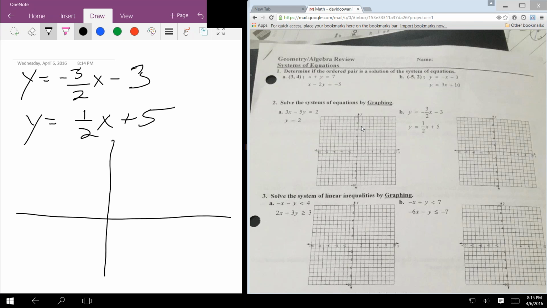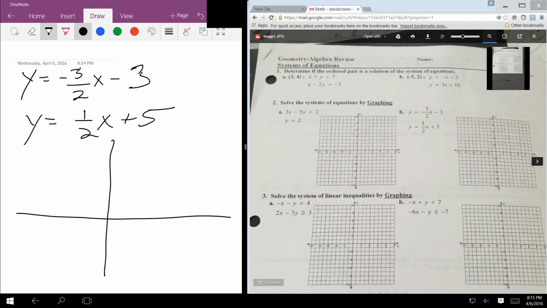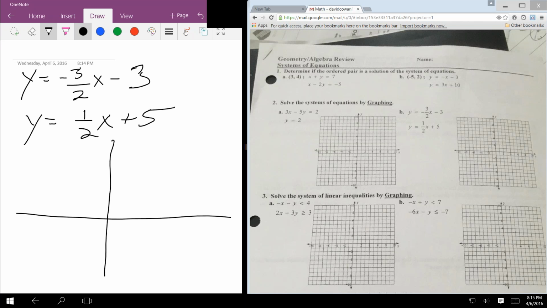It is. Okay, let's graph this top equation. Where do I start? All right. So you would start at negative 3. And then you would go down 3 over 2 to the right. Like that. And then just connect the lines. When you have 2 points, you determine the whole line. Now graph the second one. So we would start at 5, and then go up 1 and over 2 to the right.